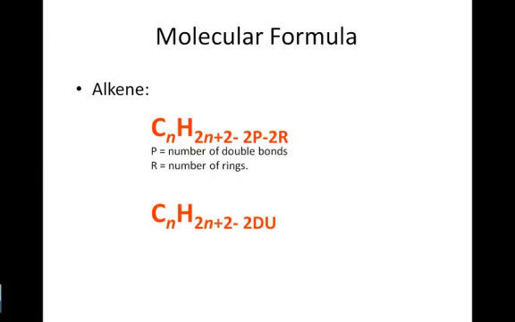You could make a more general formula, CnH2n+2-2DU. And what does DU stand for? DU is degrees of unsaturation. So for every pi bond, you have 1 degree of unsaturation, and for every ring, you have 1 degree of unsaturation.